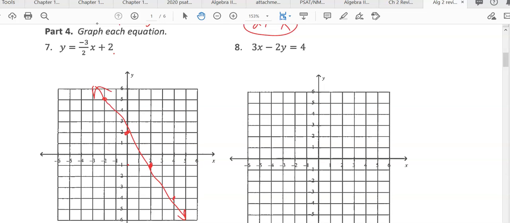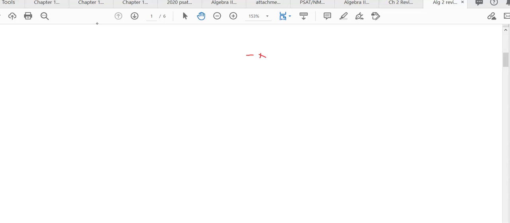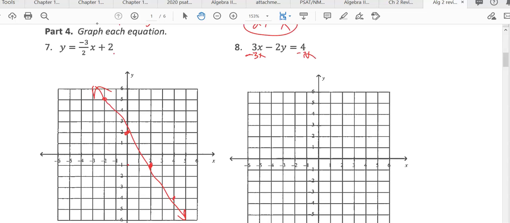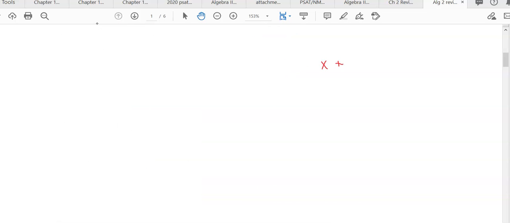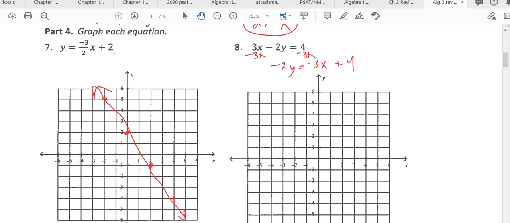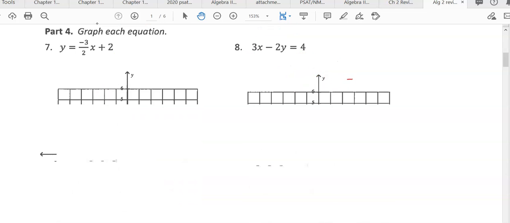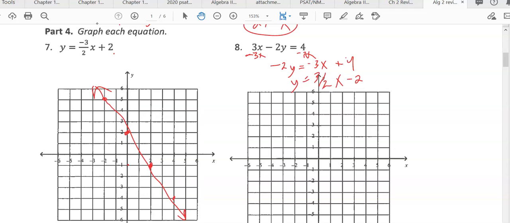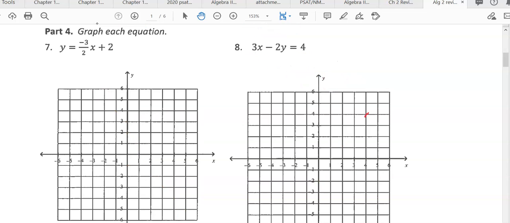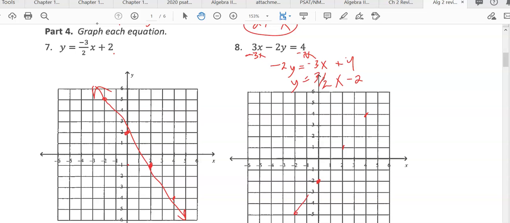This one, you might want to put into slope-intercept form. I would subtract 3x first. So you get -2y equals -3x plus 4. Sorry, it's kind of doing some funny things there. Divide by -2, y equals +3/2 x. Divide by -2, that would be -2. So the y-intercept is -2, then up 3 over 2 to the right, and down 3 over 2 to the left, and you got your line.